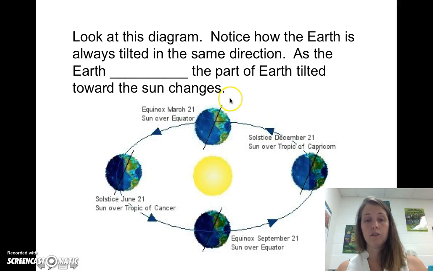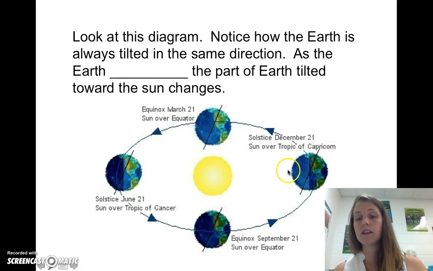So you'll notice, here's the northern hemisphere up here, right? Here's the equator. The northern hemisphere is tilted towards the sun, so it's summer in the northern hemisphere. The winter is happening in the southern hemisphere, where almost no light is hitting it. Here, this would be like a fall for us, and then here would be winter.